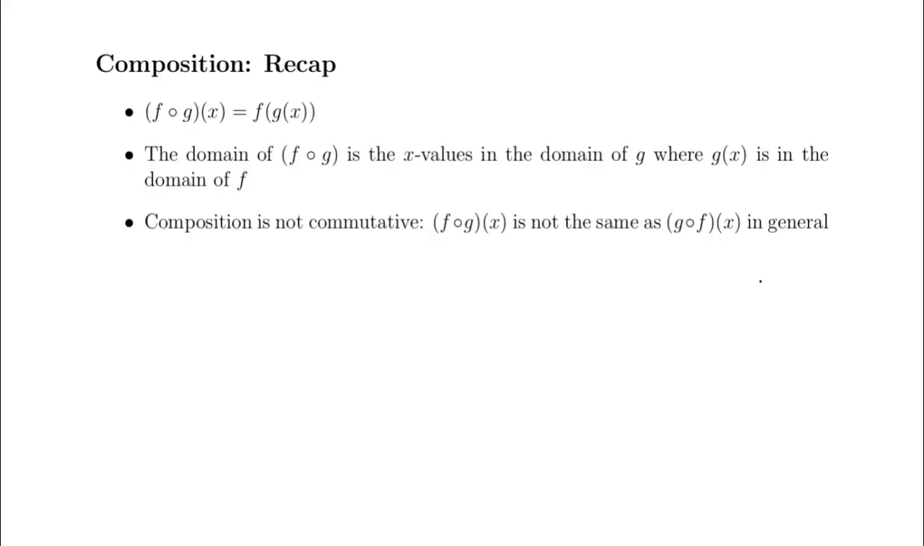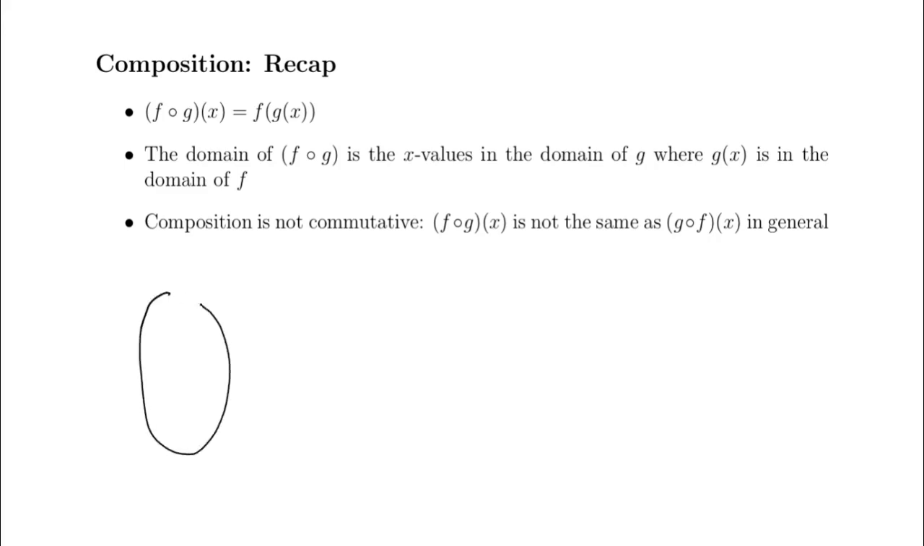So here's our quick recap of composition. Say we have two functions. The composition of those two functions, we'll read this as f composed with g of x, is really f of g of x, where g of x is the input of our f function. The domain of f composed with g is the x values in the domain of g, where g of x is in the domain of f.